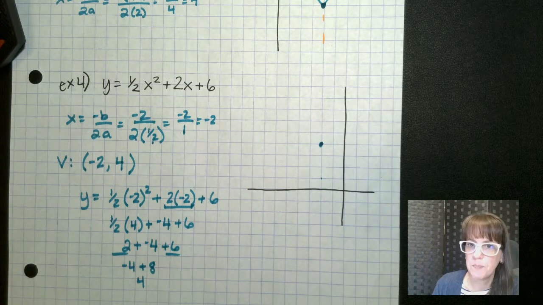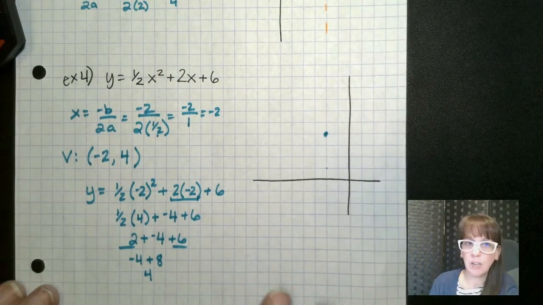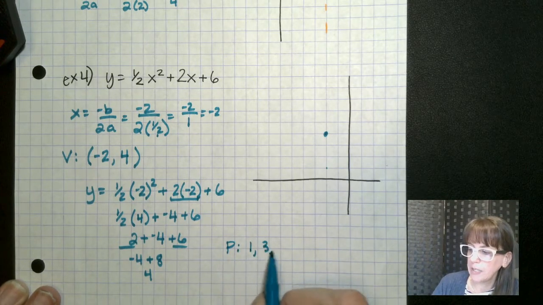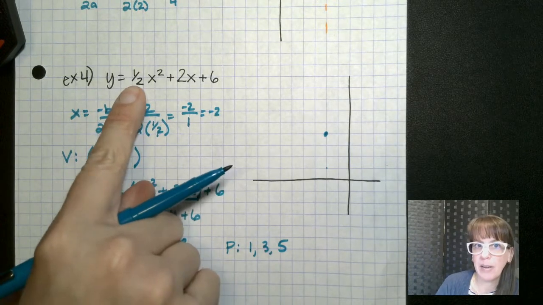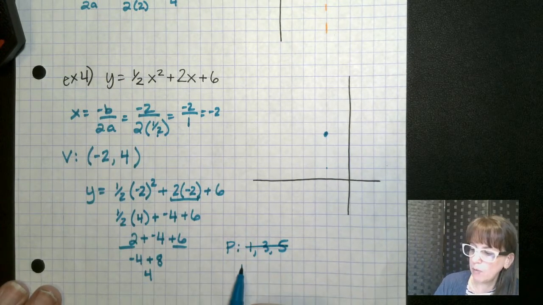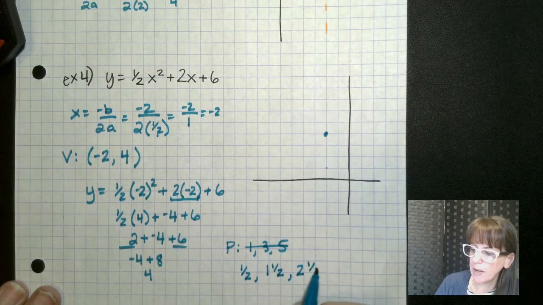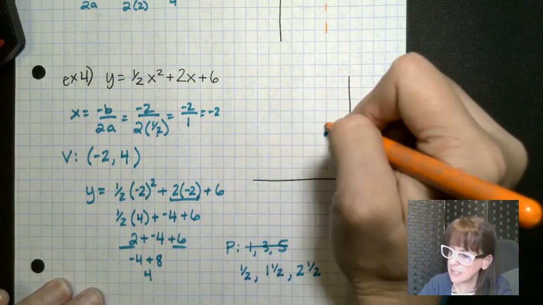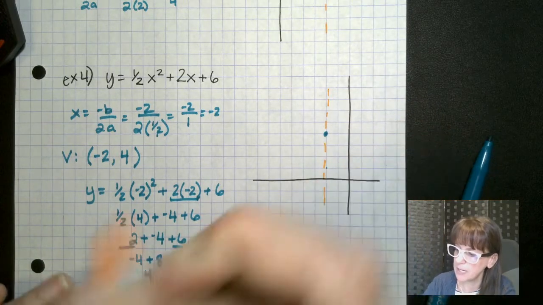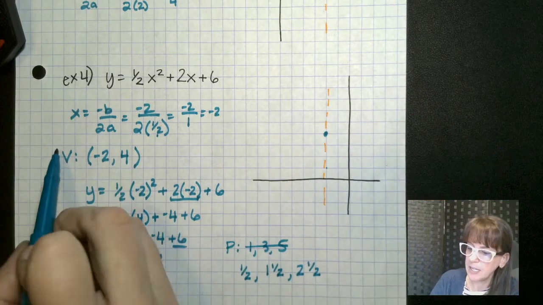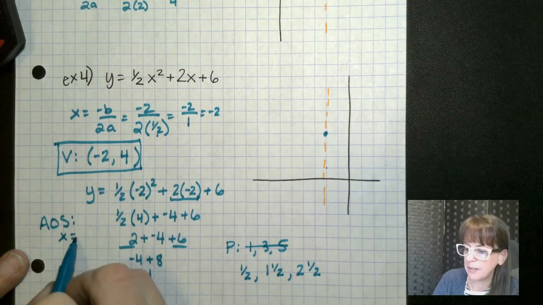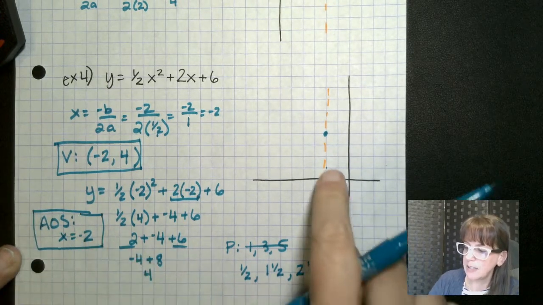Okay, so looking at this, now we've got to talk about our pattern. So our pattern is normally 1, 3, 5, but in this case, we're going to multiply it by our a, which is 1/2. So we're going to have 1/2, 1 and 1/2, and 2 and 1/2. So that means when we go over, so our axis of symmetry, let's not forget that part, is going to be just like this, and it's the first part of our vertex. So our vertex is here, which means our AOS is going to be x equals negative 2. And that's this line that I've just drawn here.